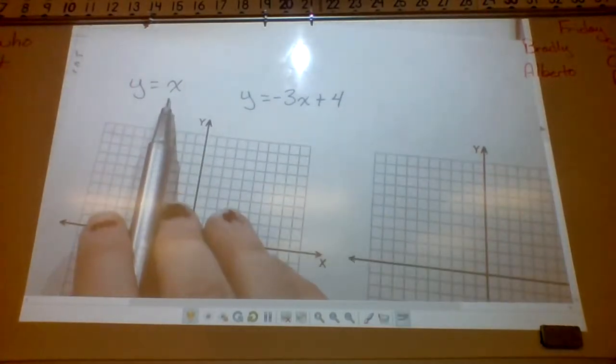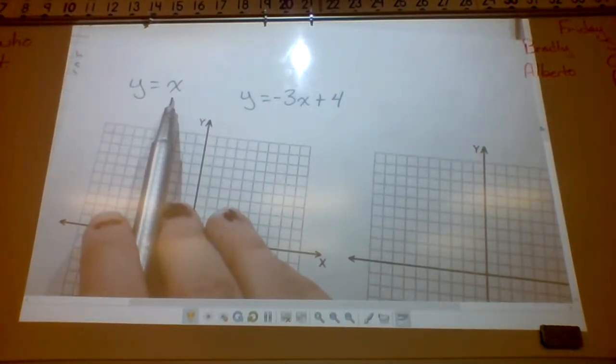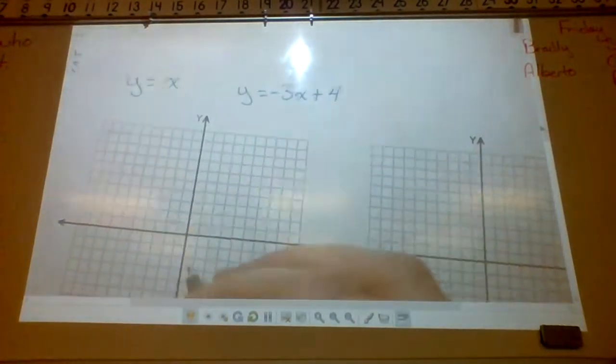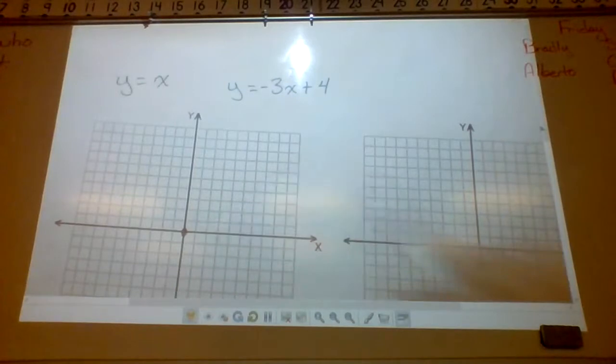Again, what was the slope? 1. What was the y-intercept? 0. So what do we start at? 1. Not 0, 1. y-intercept. You start with the y-intercept. So you start along the y-axis at 0. So you actually start at the origin here.